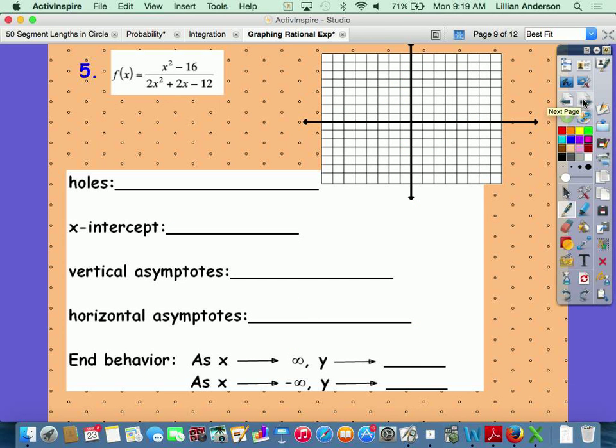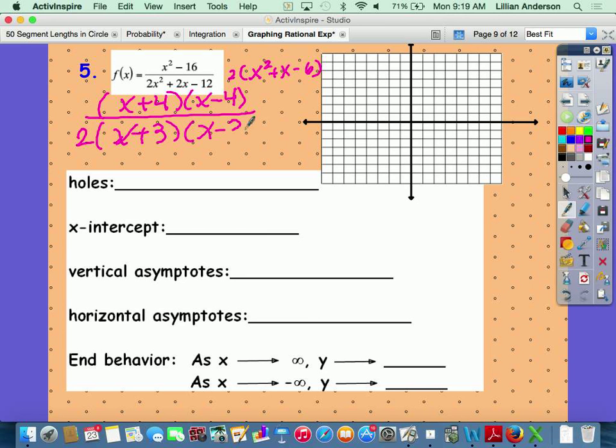Number 5, the top factors out as x plus 4, x minus 4, those are difference of perfect squares. And then there is a what in the denominator? A greatest common factor of just the 2. So when I factor out the 2, I'm left with x squared plus x minus 6. What two numbers multiply give me negative 6, add give me a positive 1? What is it? 3 and negative 2.